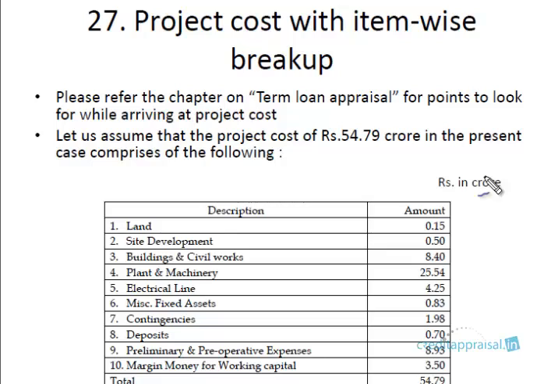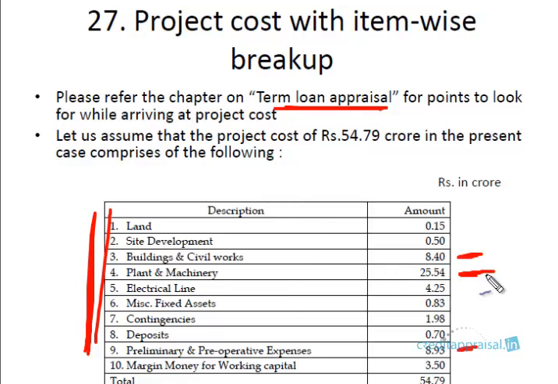Then, the fundamental part of any project report is the project cost. We have discussed the breakup of project cost in the chapter on turnover appraisal. For this company, this is the breakup of the project cost. The total is around 55 crores. The major portion seems to be plant and machinery, and civil works. There is also an item on preliminary pre-operative expenses. Please refer back to the chapter on turnover appraisal, where we have discussed each and every item of project cost.